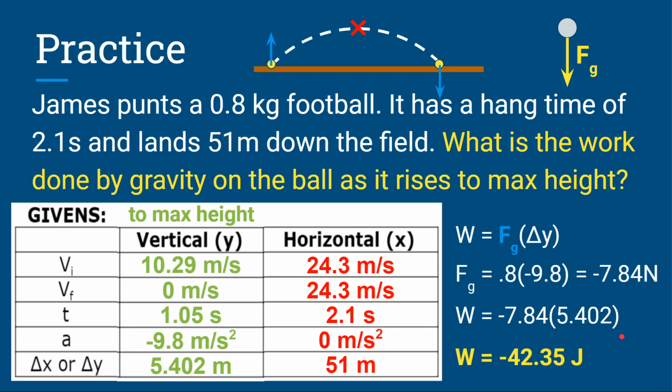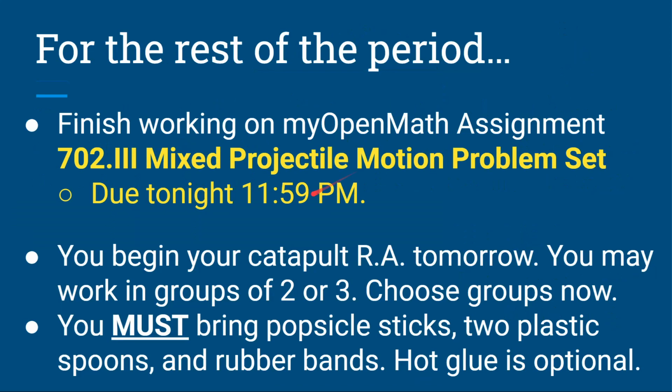Multiply those two numbers, you get the exact same answer. Negative 42.35 joules. You will get the same thing whether you solve it as change in kinetic energy or whether you solve it as force times displacement. My force here being gravity because we're in free fall. My displacement being max height because the question says what is the work done as it rises to max height. All right. So again, 2 different ways to solve that, and you can use either of those, whichever you like better. You're going to have some questions that are kind of similar to that in this assignment.